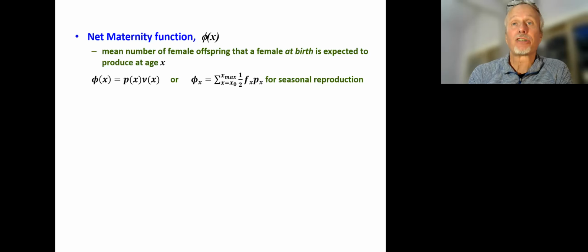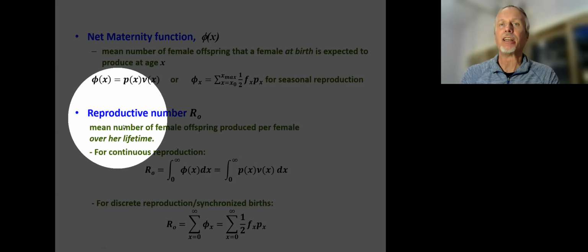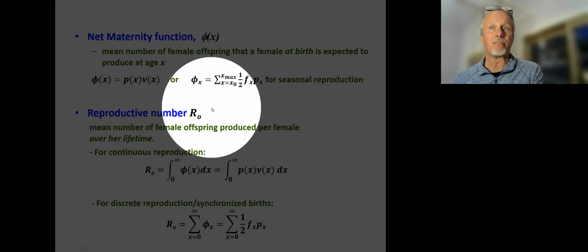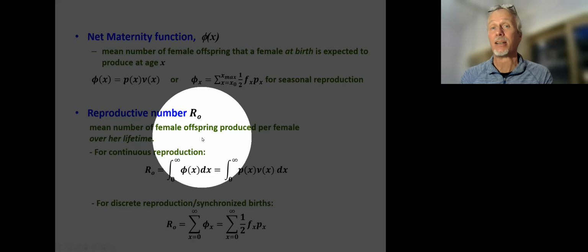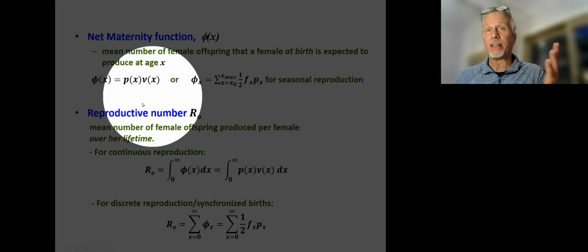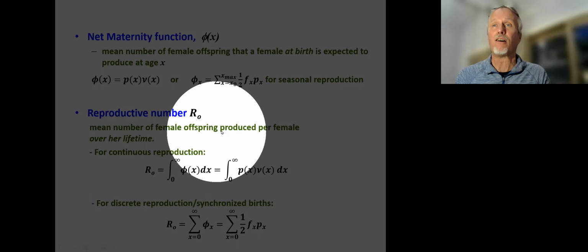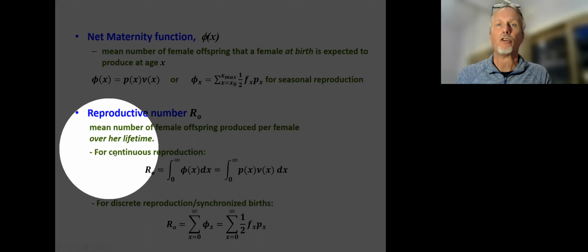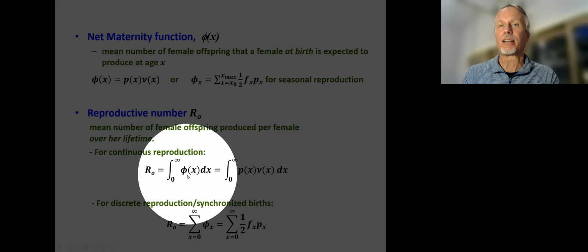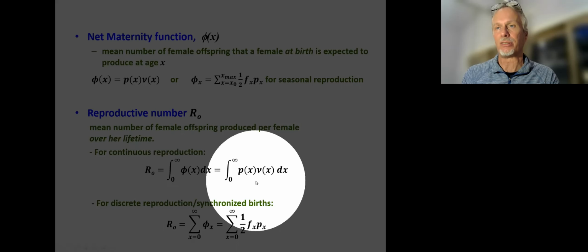The net maternity function is really important because it's the foundation that is used to compute a really important parameter, the reproductive number R naught. That has been defined in demography, and we heard a lot about that, talking about epidemics of COVID-19, the reproductive number. And in this case, in ecology, the reproductive number is the mean number of female offspring produced per female over her lifetime. For continuous reproduction it is computed as the integral of phi of x dx, the integral of the net maternity function, which is this one.